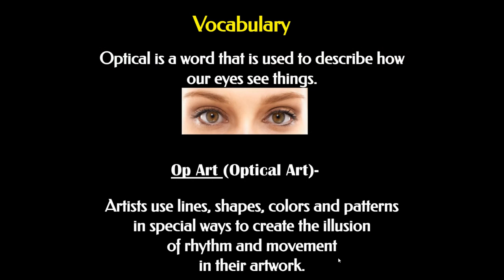Optical is a word that is used to describe how our eyes see things. Op art or optical art is often called art that tricks our eyes. Artists use lines, shapes, colors, and patterns in special ways to create the illusion of rhythm and movement in their artwork.